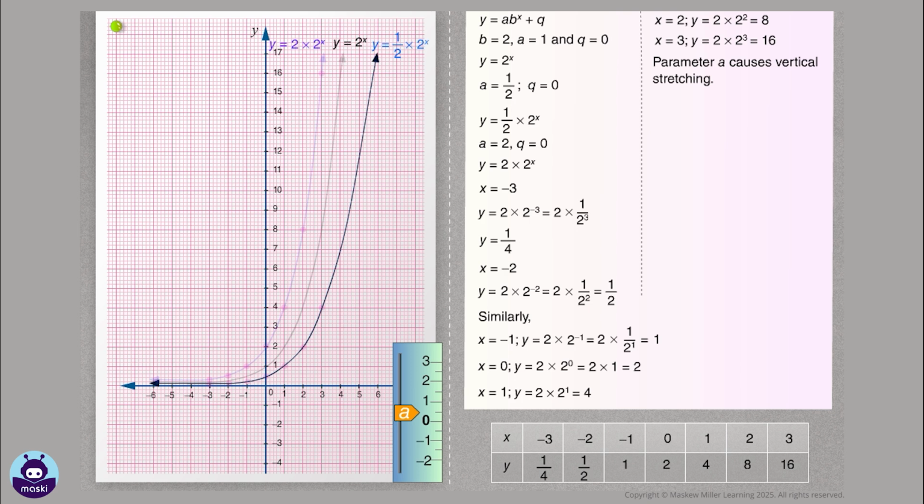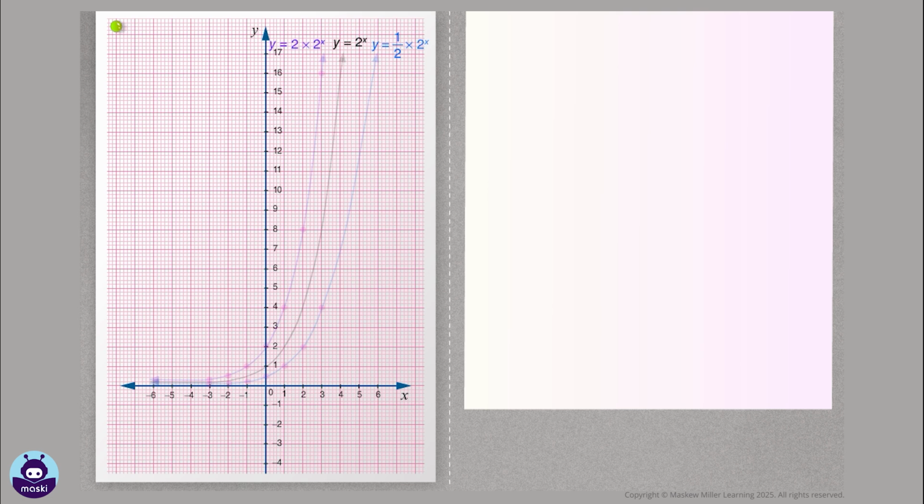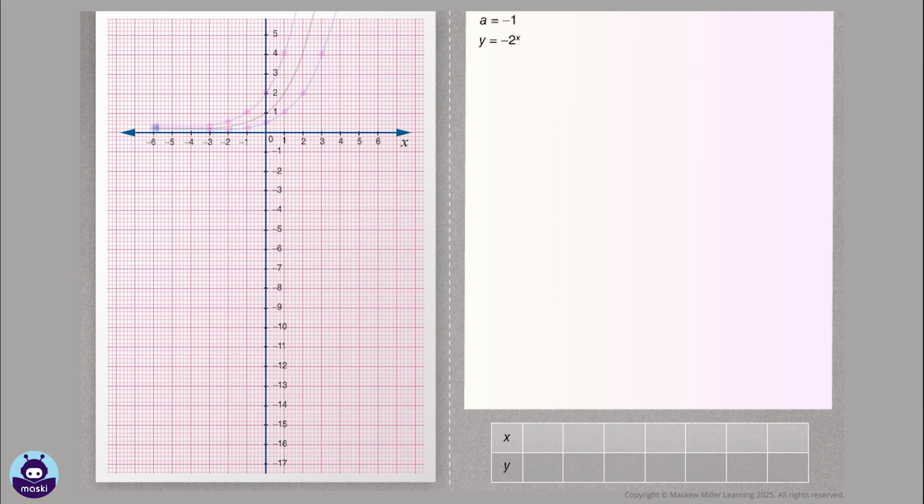Remember that we took only positive values of a in this investigation. All the functions here are above the x-axis and curve upwards. What if a is negative? If we take a is equal to negative 1, the function becomes y is equal to negative 2 to the power of x. We can draw the graph of this function. It will appear as shown here. X equals negative 3, y equals negative 1 over 8; negative 2, negative 1 over 4; negative 1, negative 1 over 2; 0, negative 1; 1, negative 2; 2, negative 4; 3, negative 8.